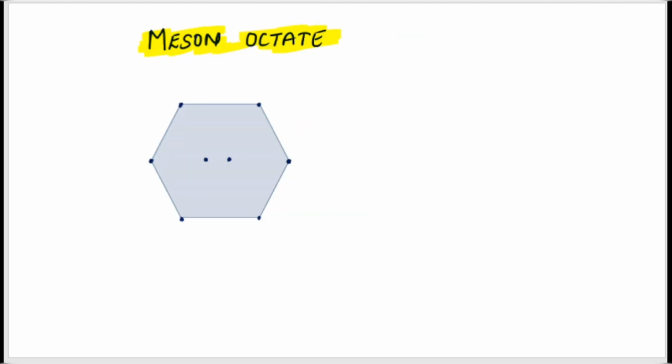Yes, everyone is getting my points. So how will be the structure? I am going to write one by one. Here it will be K positive 0, and here it will be K positive, and in the next line it will be pi negative and pi 0 and pi positive. This is completely the meson octet.